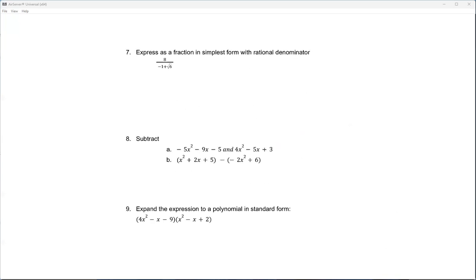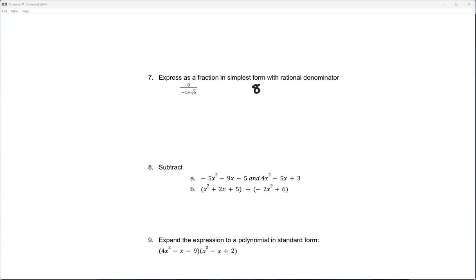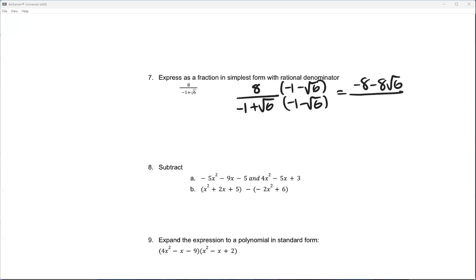Number 7 is, you get the conjugate of this. This is 8 over negative 1 plus radical 6. You're multiplying the top and bottom by negative 1 minus radical 6. This equals negative 8 minus 8 radical 6 over negative 1 times 1 is 1. Negative 1 times radical 6 is negative radical 6. Radical 6 times negative 1 is negative radical 6. And then minus radical 36. Cancel. This is 1 minus 6, which is negative 5.